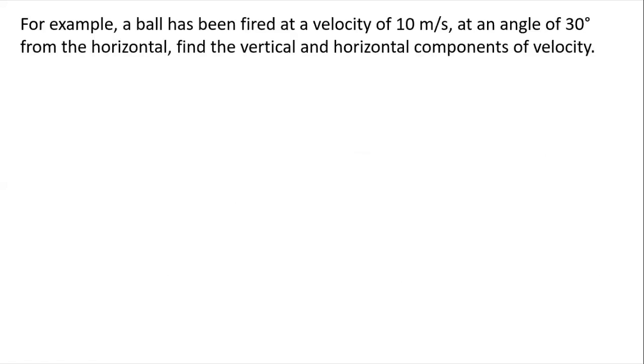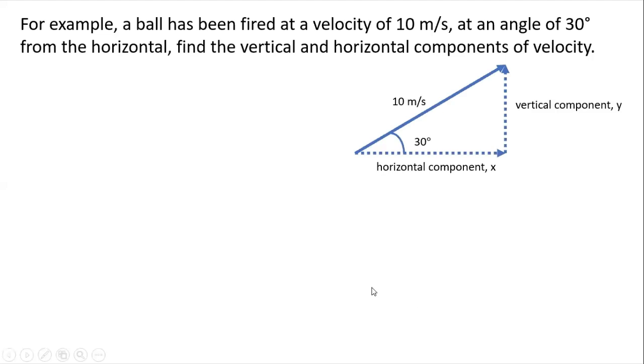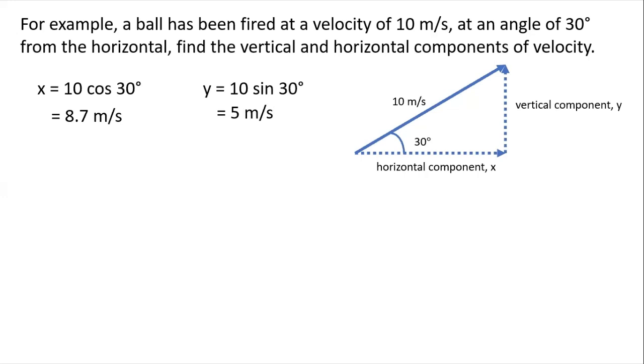For example, a ball has been fired at a velocity of 10 meters per second at an angle of 30 degrees from the horizontal. Find the vertical and horizontal components of velocity. So here you can see this diagram. x is equal to 10 cos 30 degrees, which is equal to 8.7 meters per second. y is equal to 10 sin 30, so it is 5 meters per second.